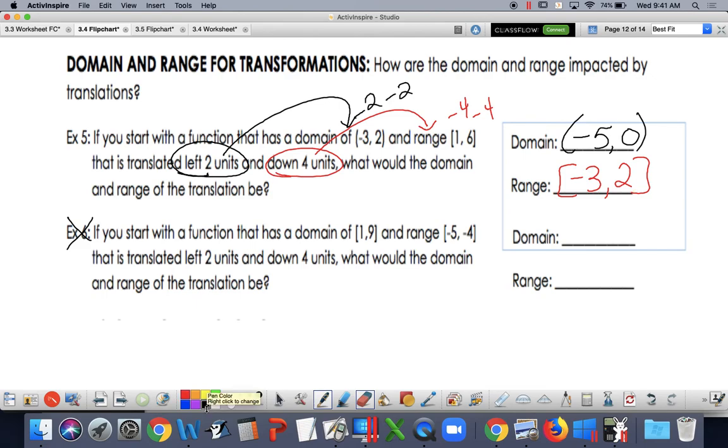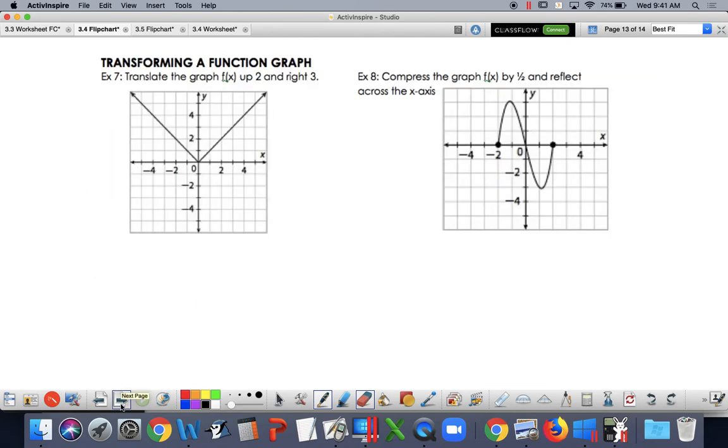Now the bulk of your homework, or at least the whole front page, is just drawn pictures. So that's why we did all that practice in Desmos, of drawing our pictures. I have this function here. We haven't studied this function. It's called an absolute value function. We will study it next. I need to go up 2 and to the right 3.